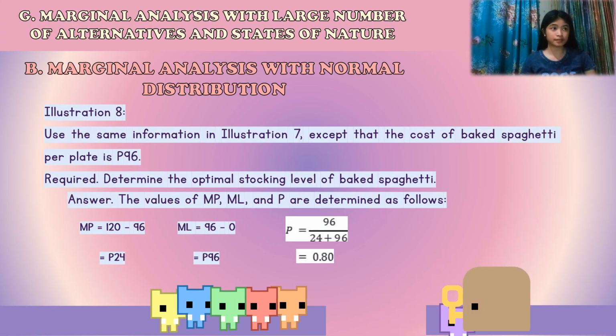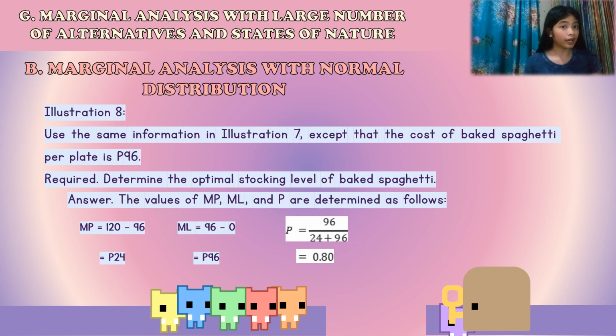Let's move to the next slide. We have illustration number 8. So, in here, we will be using the same information in illustration 7, except that the cost of baked spaghetti per plate is 96 peso. Required, determine the optimal stocking level of baked spaghetti.